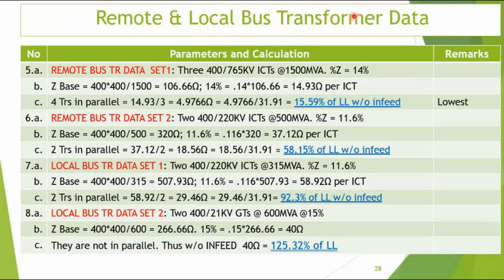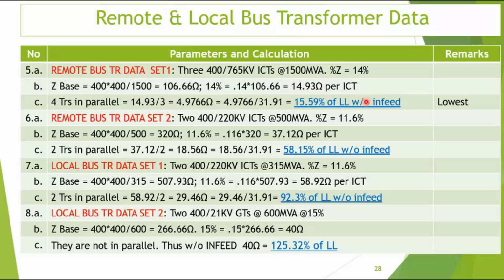We have the remote and local bus transformer data. So transformer data also, we have 3 ICTs at 1500 MVA, so percentage at 14%. So in the Z base, 14% will be this ohms per ICT. 3 transformers in parallel, so the parallel impedance of all the ICTs will be per ICT divided by 3, and this in terms of line length will give you 15.59% of line length.